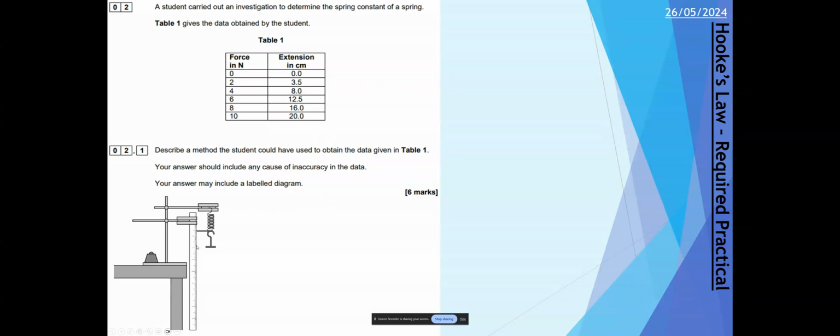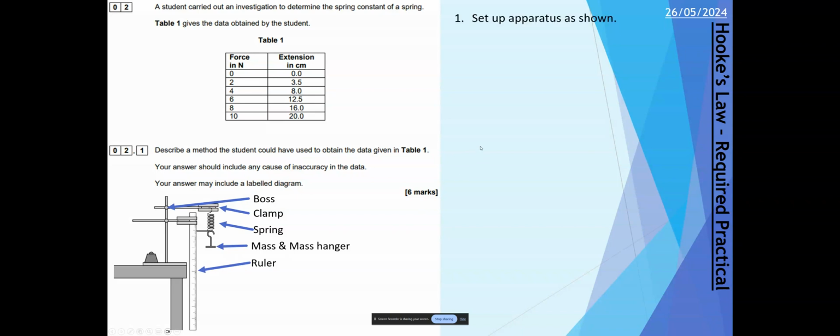So here is an example of a diagram you could draw in your exam, and it needs to be labelled whenever you draw a diagram. We've got a boss and a clamp which hold the spring. We've got the spring itself. We've got the mass and hanger, which causes the spring to extend, and we've got a ruler to measure the extension.